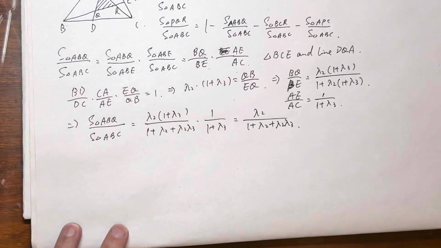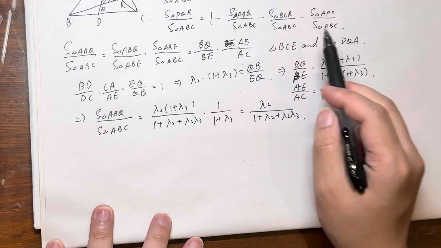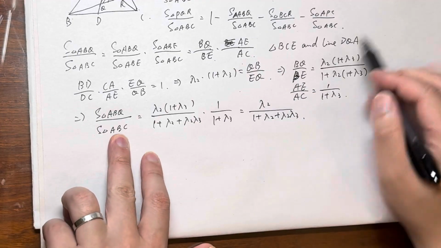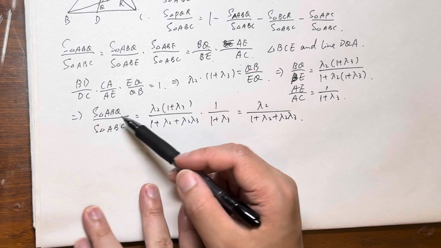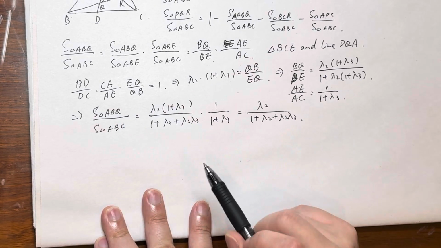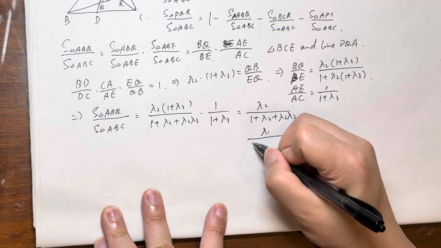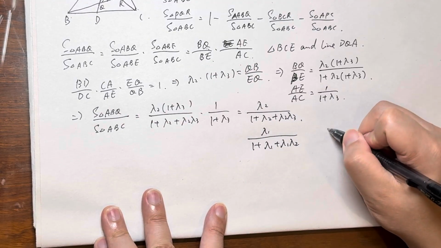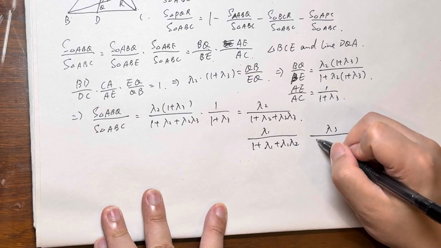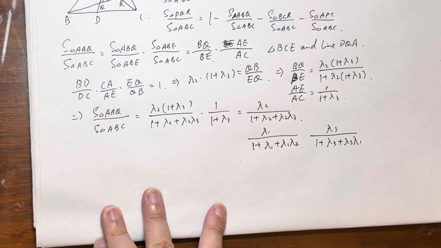Right? Okay, based on this, we know that for the other two triangles, the area ratio to the triangle ABC area would be lambda 1 to 1 plus lambda 1 plus lambda 1 lambda 2, and another one would be lambda 3 to 1 plus lambda 3 plus lambda 3 lambda 1, right?